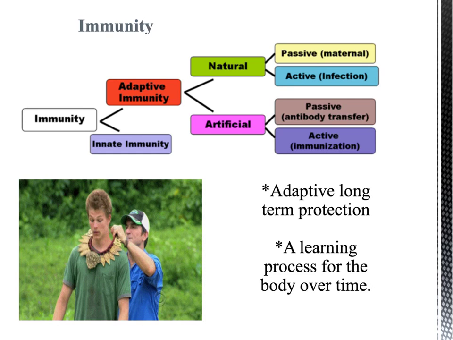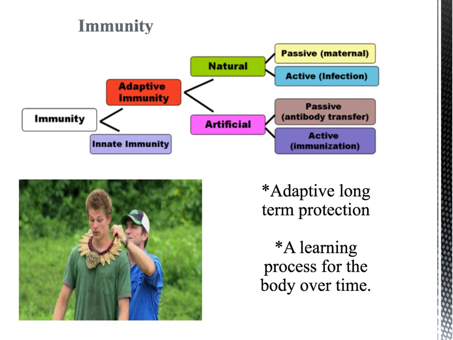An example of that would be the chickenpox virus. We have a vaccine against that now, but it used to be people would almost purposely expose their kids to the virus because what happens is once you get it, you don't get it again. Once you get it, your body makes antibodies and you don't ever get it again. So that is an example of natural active immunity.